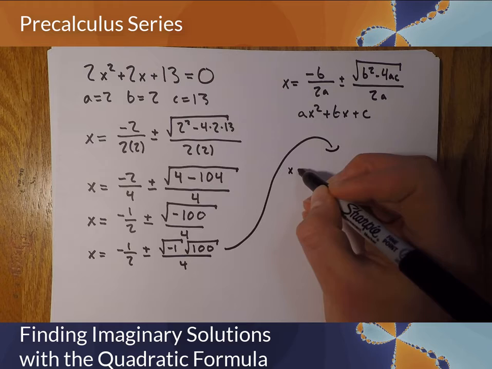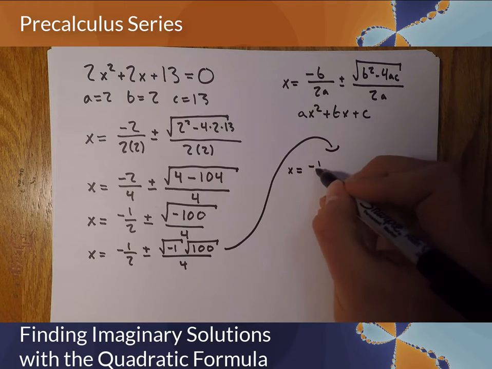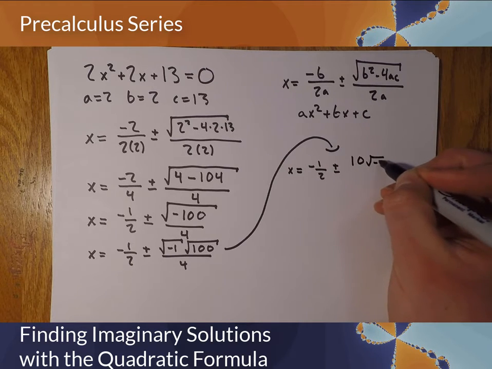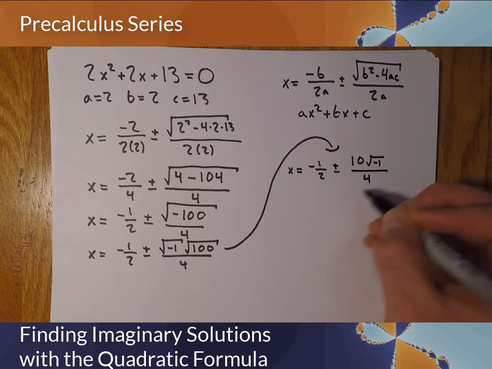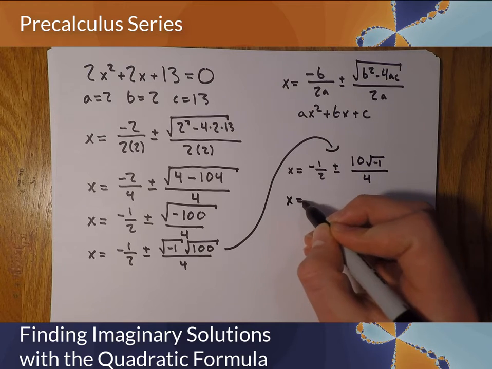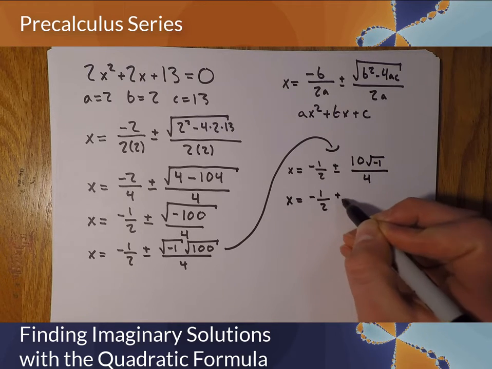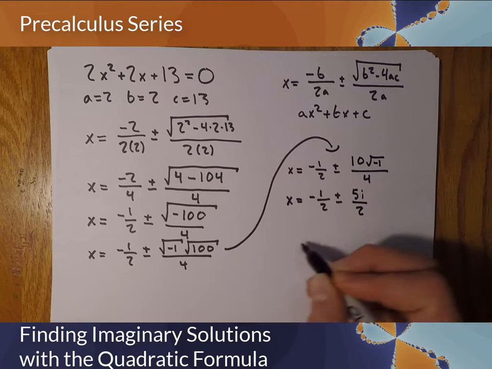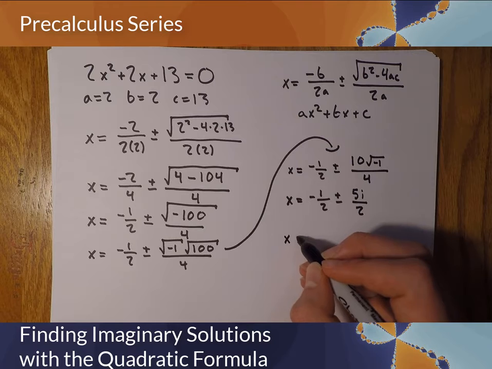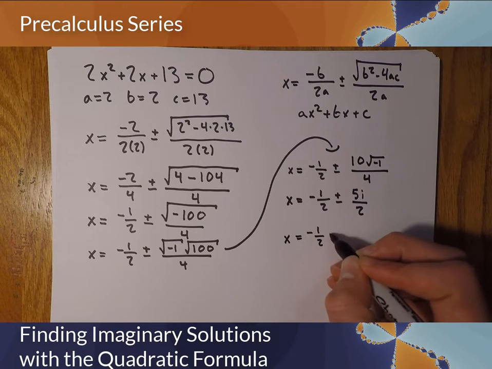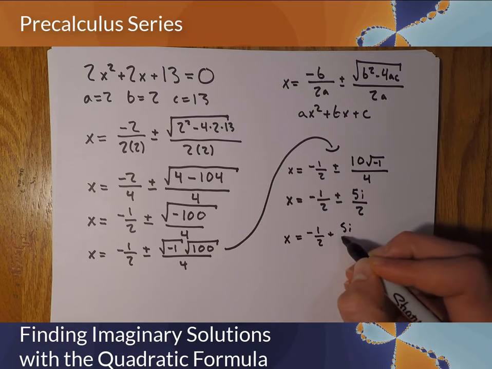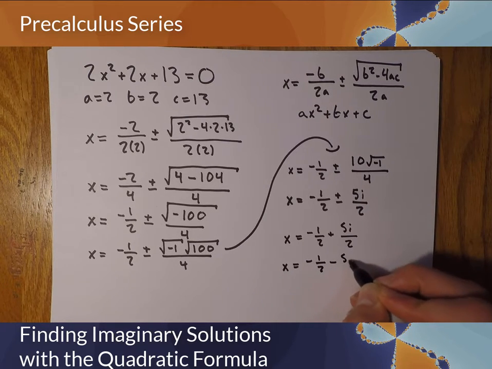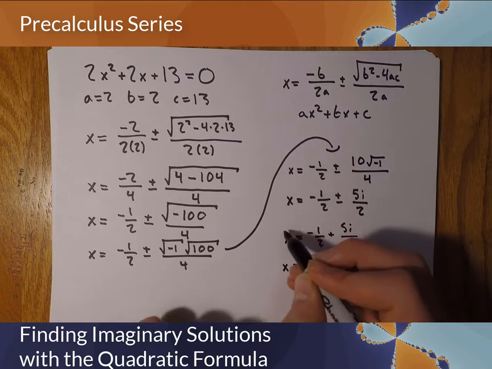And now we can just rewrite this as 10 times the square root of negative 1 over 4. And now just to simplify it one more step, we have 5i over 2. So our two solutions are negative 1/2 plus 5i over 2, and our other solution is negative 1/2 minus 5i over 2.